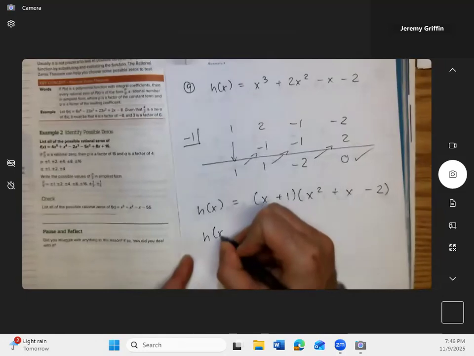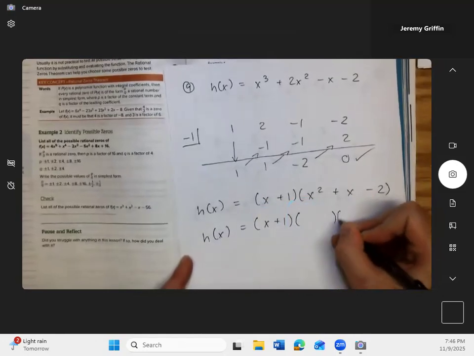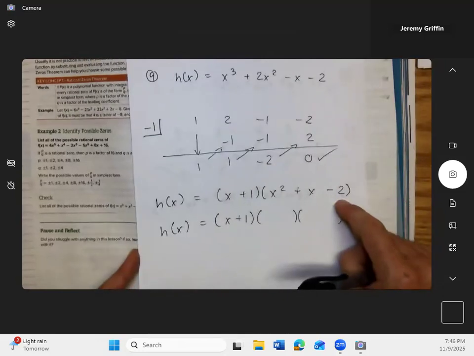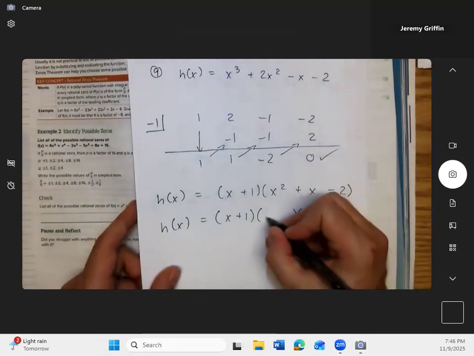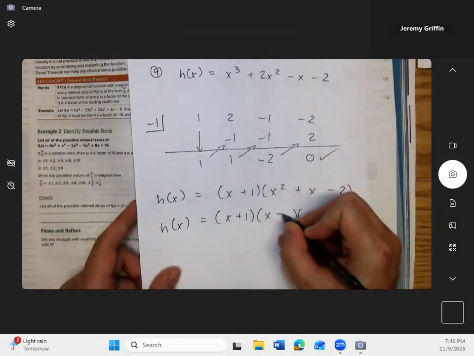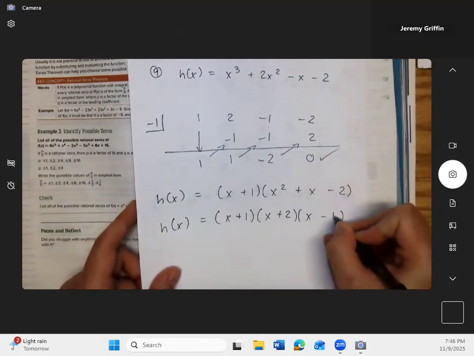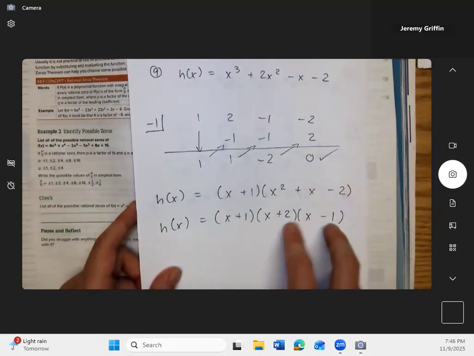H of x equals, okay, so I'll keep this x plus 1 here. What are two numbers that multiply to -2 and add to 1? I think it'd be +2 and -1, wouldn't it? Positive 2 and -1. So x plus 2, x minus 1, something like that. So you got x squared, 2x minus... yeah, that's it.